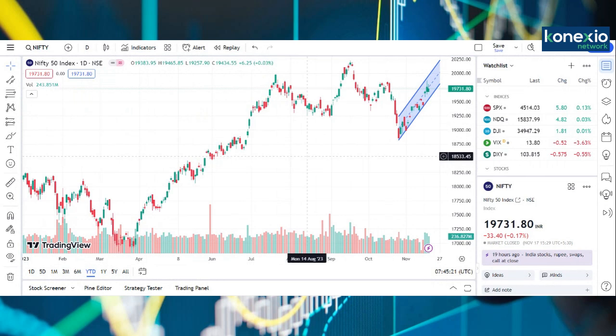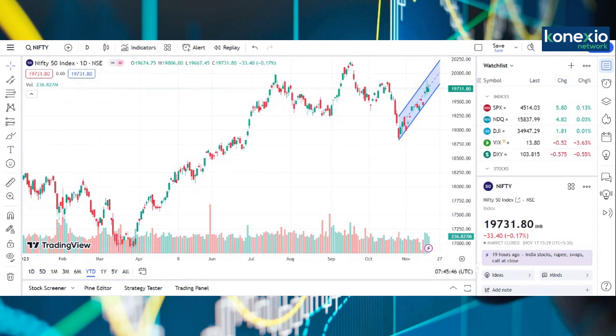Yes, we might go into some sort of consolidation or some pullback, but at this juncture we don't see any kind of major correction coming in until and unless Nifty sustains above almost 19,500 mark. So now let us discuss the important support and resistance levels in Nifty for the next week.